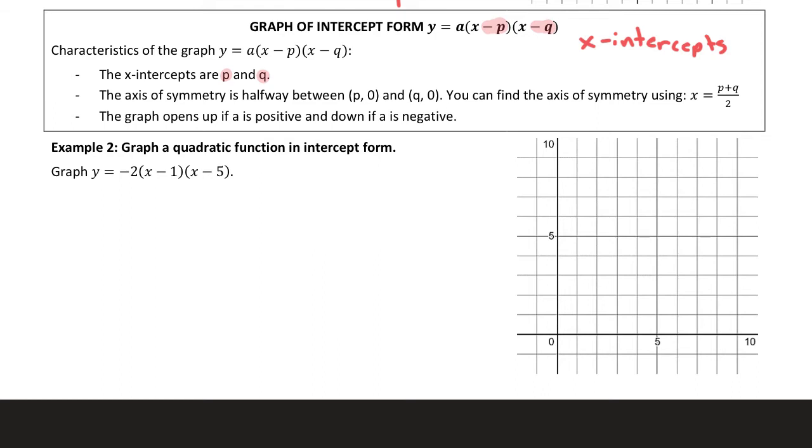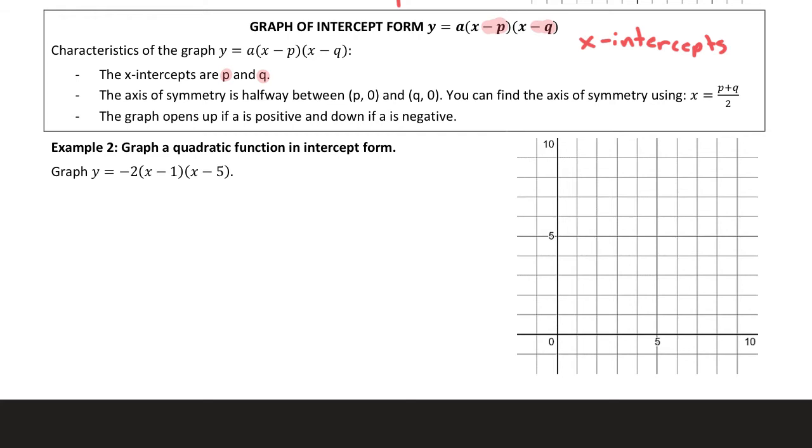It's the opposite sign. So if it was x plus 5, one of the x-intercepts would be negative 5. If it was x minus 7, it would be positive 7 for one of the intercepts. So the idea is our axis of symmetry is halfway between our x-intercepts, okay?